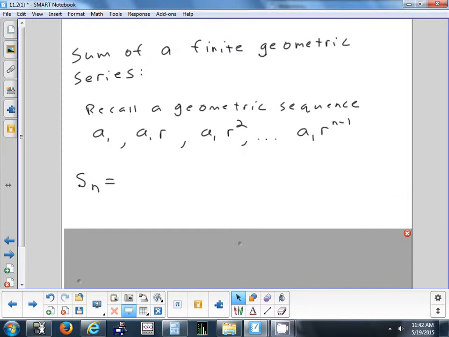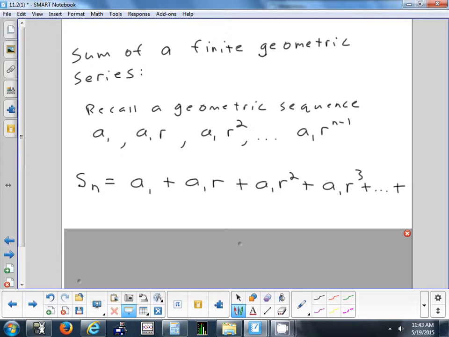Okay, so let's write this as a partial sum. So now instead of looking at the sequence, we're going to add everything up. First term plus the second plus the third. Okay, you know what? In fact, I'll even write out a couple more. So a sub 1 r squared, a sub 1 r cubed, and then let's just go to the last term. Any questions on that geometric sequence?